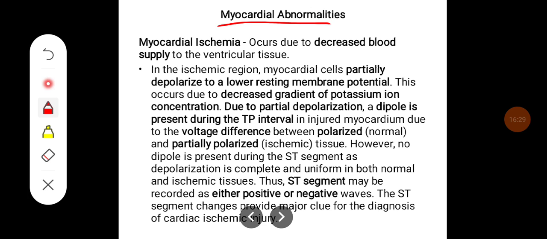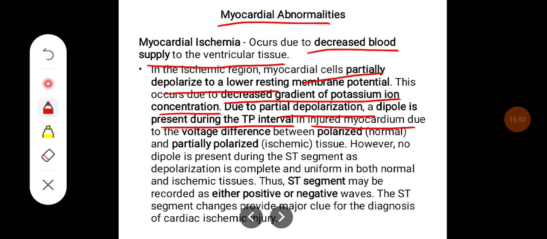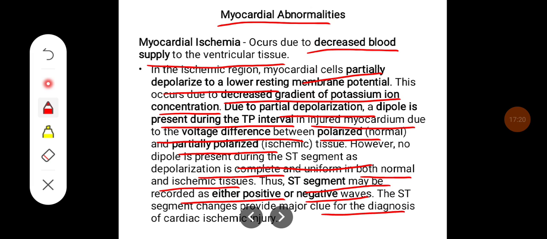Myocardial abnormalities. Myocardial ischemia occurs due to decreased blood supply to the ventricular tissue. In the ischemic region, myocardial cells partially depolarize to a lower resting membrane potential. This occurs due to the decreased gradient of potassium ion concentration. Due to the partial depolarization, a dipole is present during the TP interval in an injured myocardium due to the voltage difference between polarized, that is normal, and partially depolarized, that is ischemic, tissue. However, no dipole is present during the ST segment as depolarization is complete and uniform in both normal and ischemic tissues. Thus, the ST segment may be recorded as either positive or negative waves. The ST segment changes provide a major clue for the diagnosis of cardiac ischemia or cardiac ischemic injury.